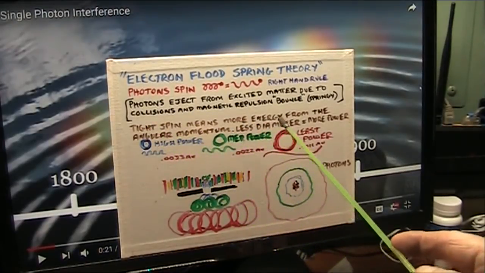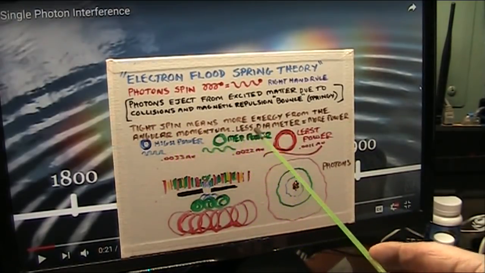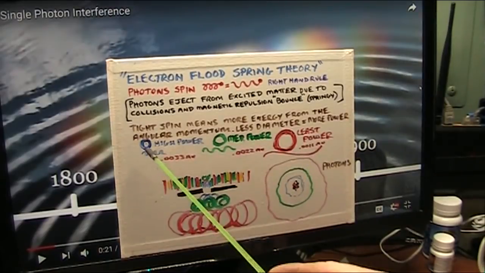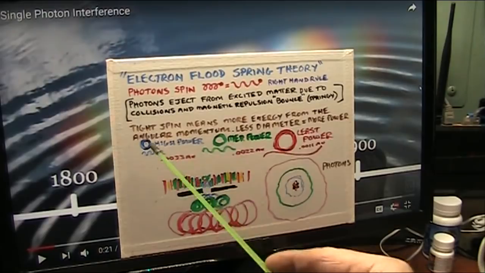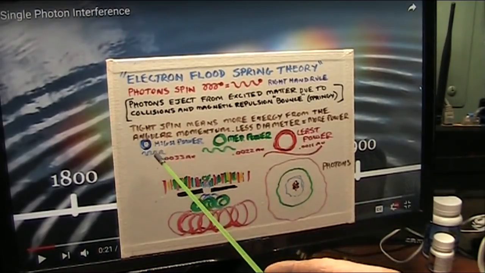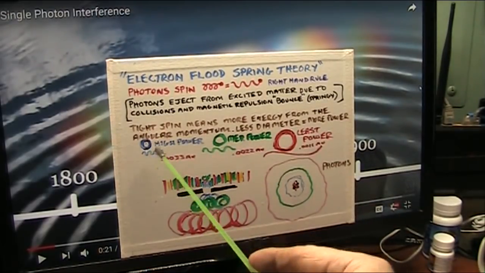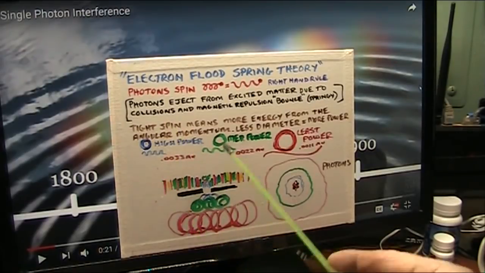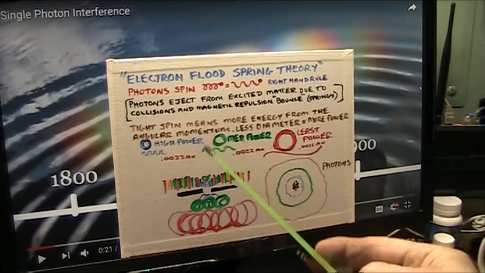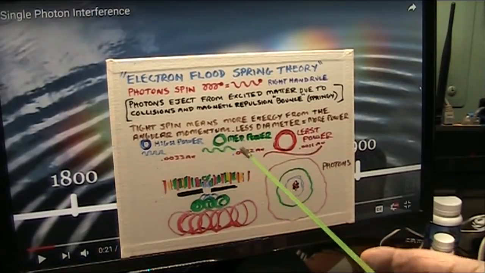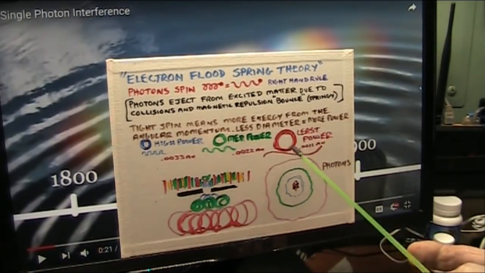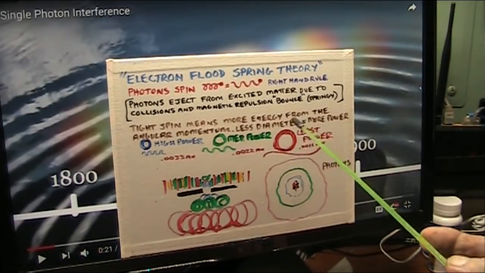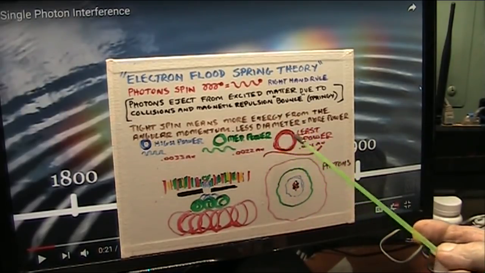Tight spin means more energy from the angular momentum, less diameter, and more power. That's the blue. Same particle, the diameter, the thickness of the particle is the same, but it spins tighter, and it's going a lot more cycles per second. This is less cycles per second, and but the same particle, so it's not smashing into something quite as hard. And this has very few cycles per second. Well, it actually has none. It's like so long that it takes a long time before one of these makes a wave.